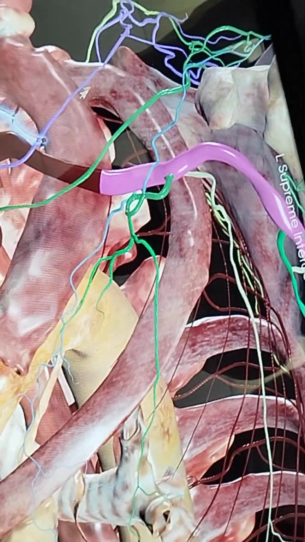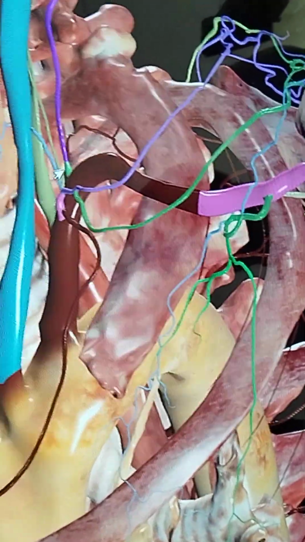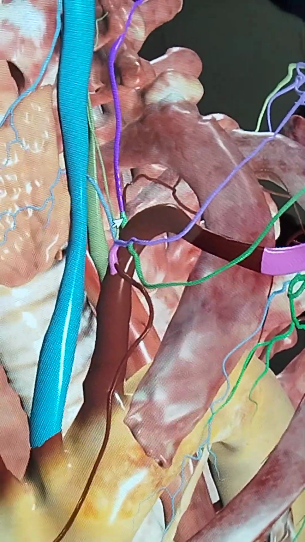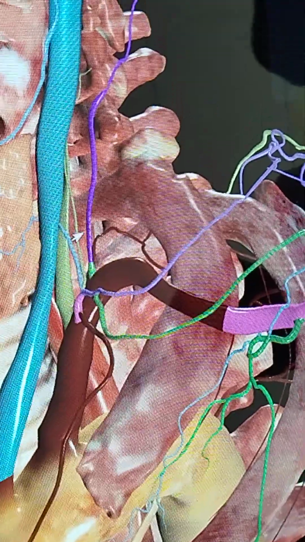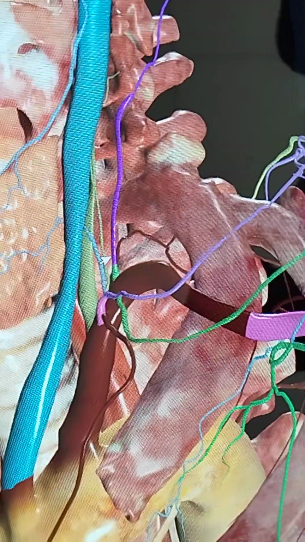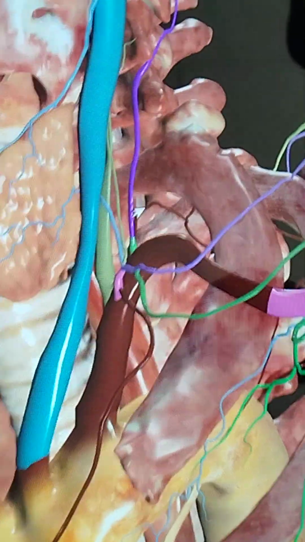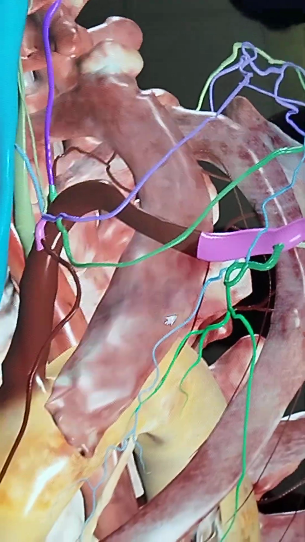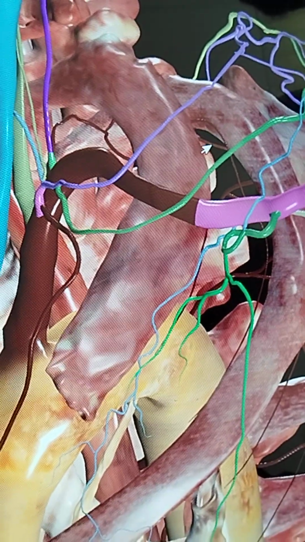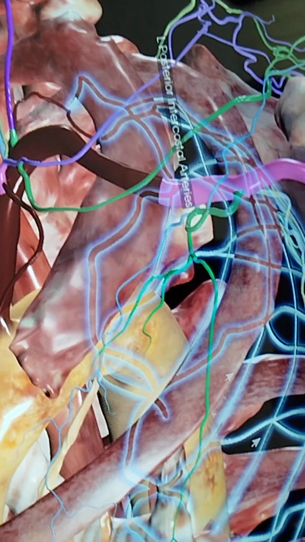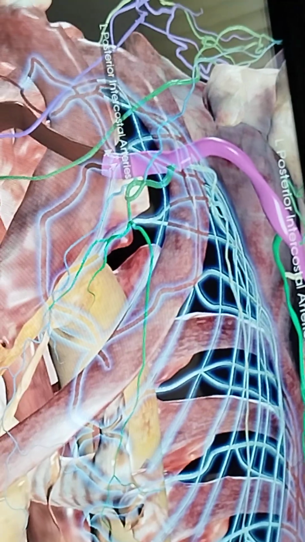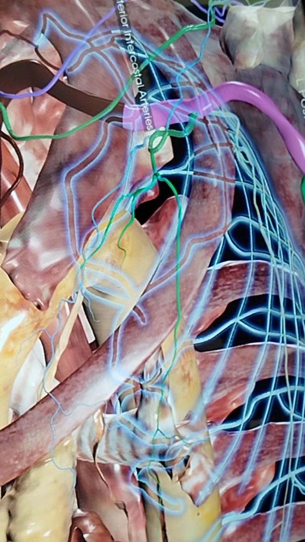Here it is, the costocervical trunk. This green color, that is the costocervical trunk, and it gives a deep artery of the neck, arteria profunda cervicis, and arteria intercostalis suprema. And arteria intercostalis suprema then subdivides into the first and second posterior intercostal arteries. That is intercostalis suprema, it gives the first and second posterior intercostal, all others from the thoracic part of the aorta.